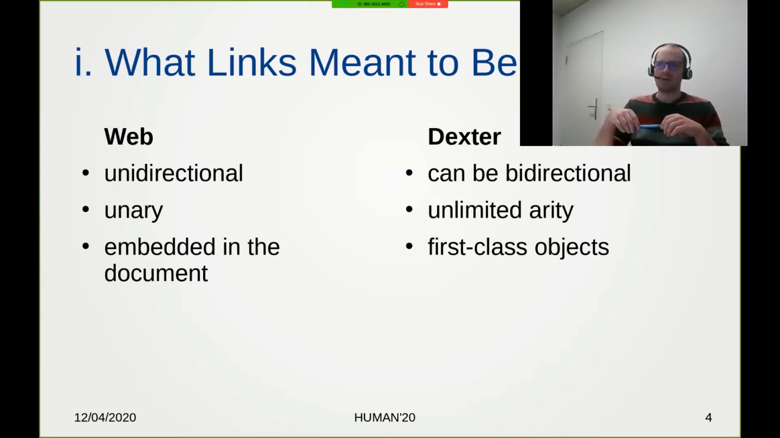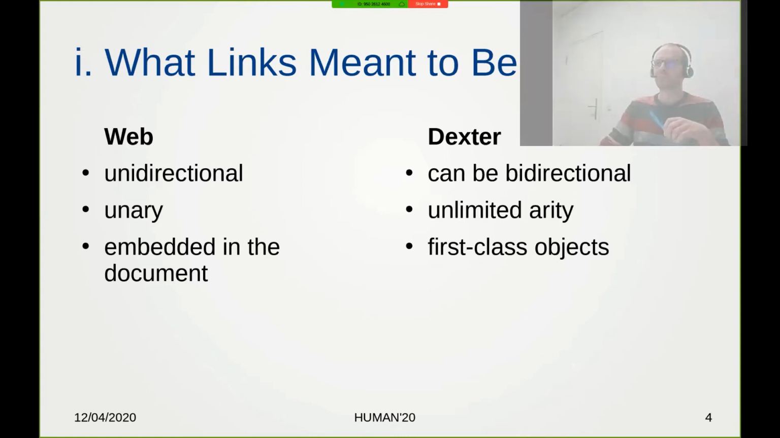Links in the web are unary, so a link basically is a pair of one source document and one target document, whereas Dexter, for example, allows unlimited arity, so that a link consists of many endpoints, so many sources, many targets. And last but not least, links in the web are embedded in the document. So if you want to create a link, you need write access to that document, whereas in the Dexter reference model, the link is a first-class object, so it's separated from the actual content and from the actual documents.